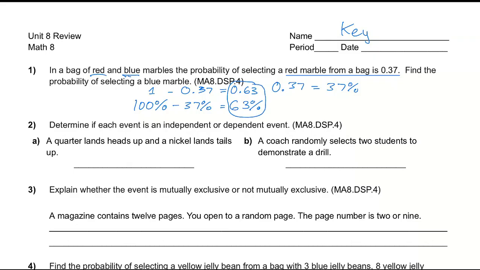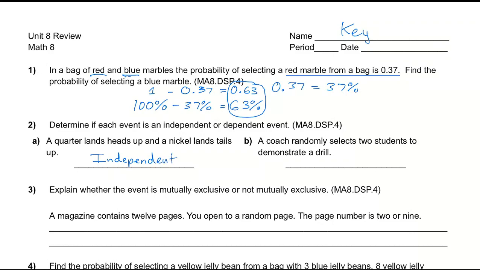Number 2, determine if each event is an independent or dependent event. Remember that independent events do not affect one another. Dependent events do affect one another. So number 2A says a quarter lands heads up and a nickel lands tails up. Since the quarter does not affect the nickel, this is going to be independent.